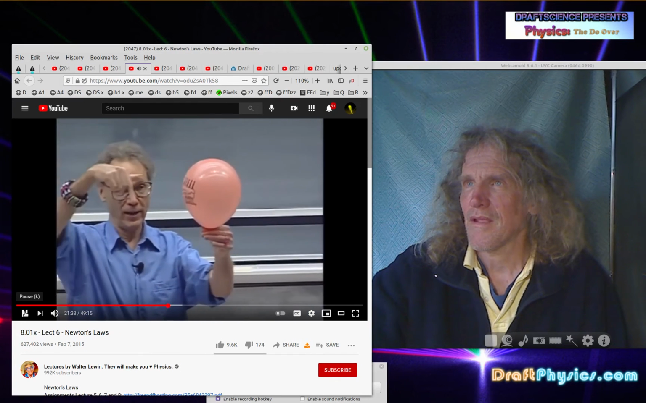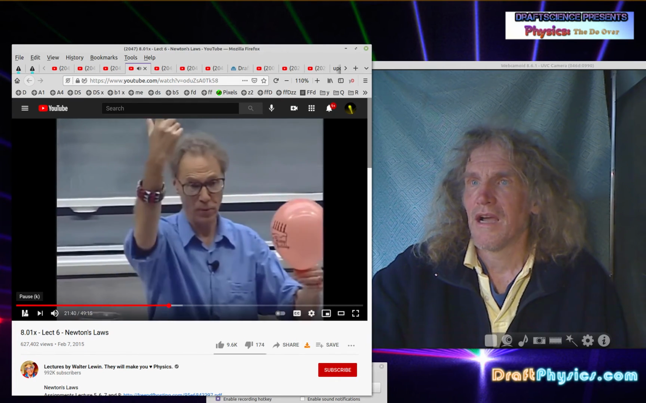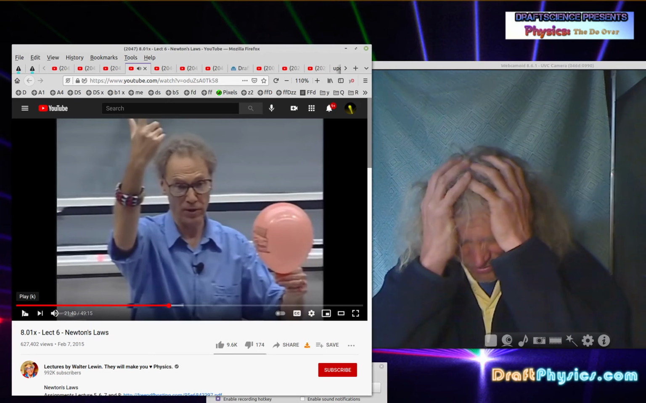If I do it like this and I let it go, the air will come out in this direction, and so then that means the balloon is pushing on the air in this direction. The air must be pushing. So he shouldn't say that. That's just wrong.